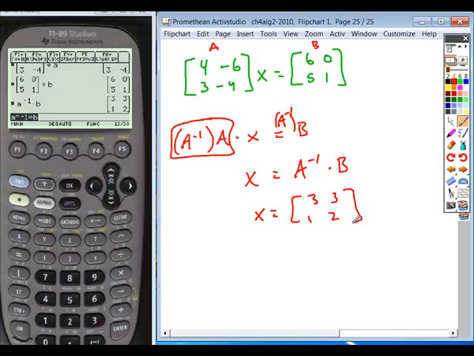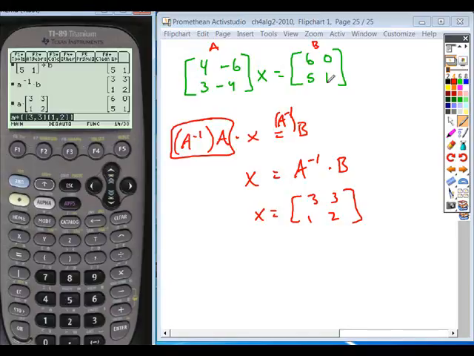3312. And again, to confirm this and check to make sure that you have the right answer, it's as simple as taking A, which is already entered, multiplying it by this answer that we just got, just highlight it, hit enter, and you should get 6051 to confirm that you have the right answer.